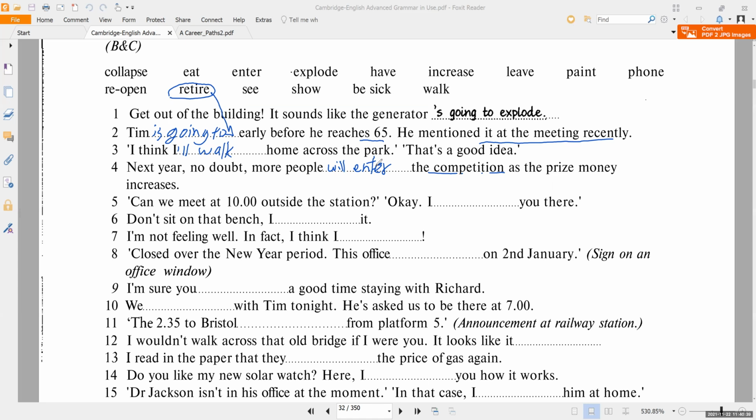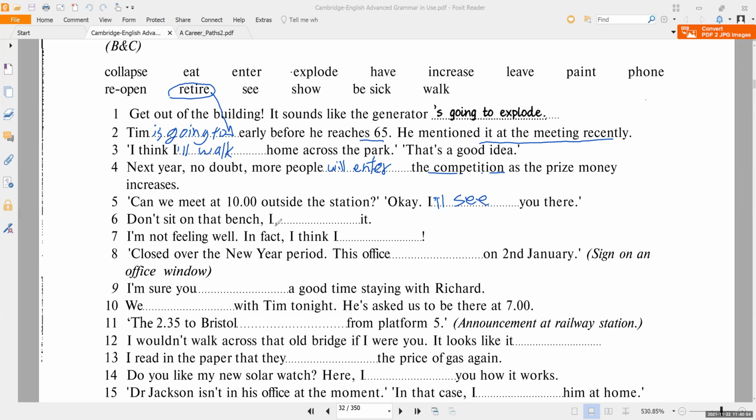Can we meet at 10 o'clock outside the station? Then number 4, okay, I'll see you there. لا نحتاج إلى تعقيد. أشوفك غادي وخلاص.